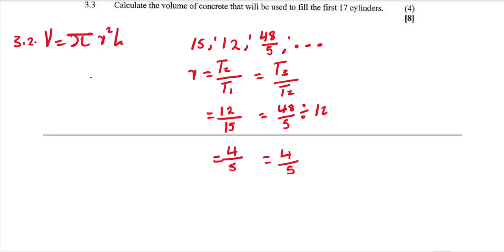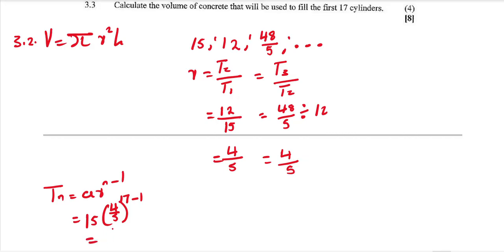Since we need the radius of cylinder number 17, we're going to say Tn equals a r to the power n minus 1. What's your a? A stands for your first term in the pattern. It is 15. What's your r? Our r is 4 over 5. What's our n? We need 17, because we need the radius of cylinder number 17, minus 1.